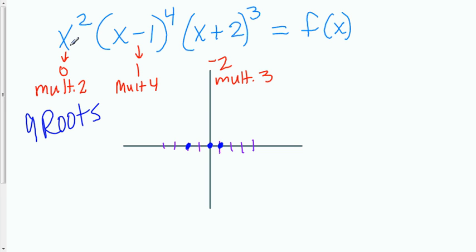the leading coefficient of this, if you take x squared times x to the 4th times x to the 3rd, is going to be a positive. So that means our left end is down, and our right end is up. And so it's going to be here.